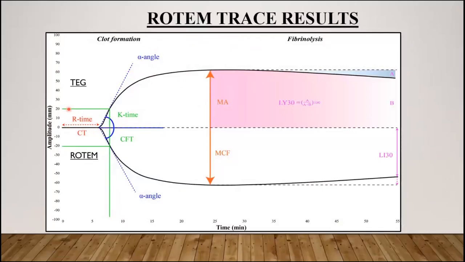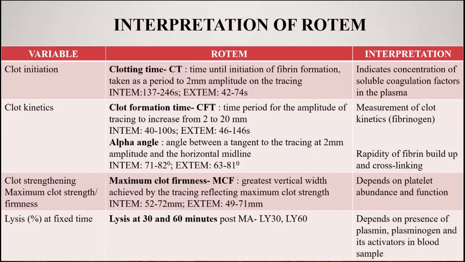Now what was defined as the R time in TEG is now called the clotting time in ROTEM. The alpha angle remains the same. The K time of TEG is interpreted as the clot formation time in ROTEM. The MA or the maximum amplitude is read as the maximum clot firmness in case of ROTEM. The lysis 30 remains the same as that in TEG. The interpretation will be exactly the same.